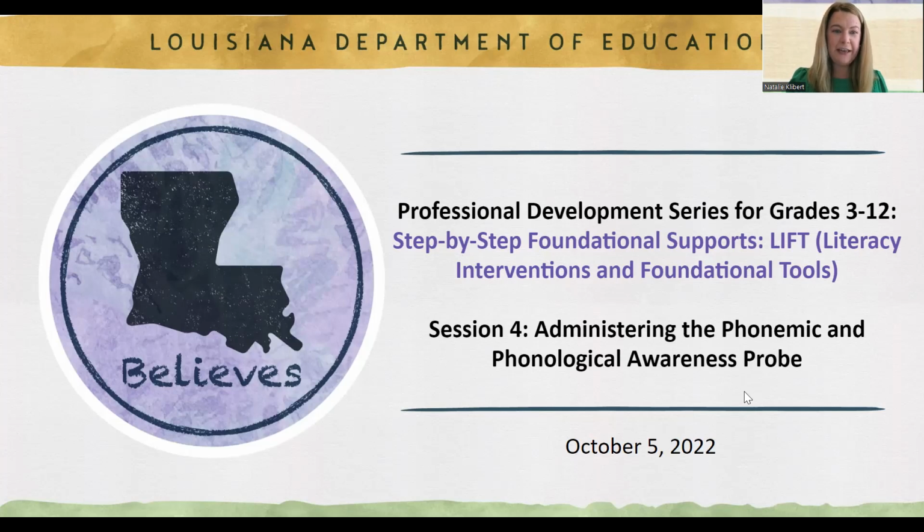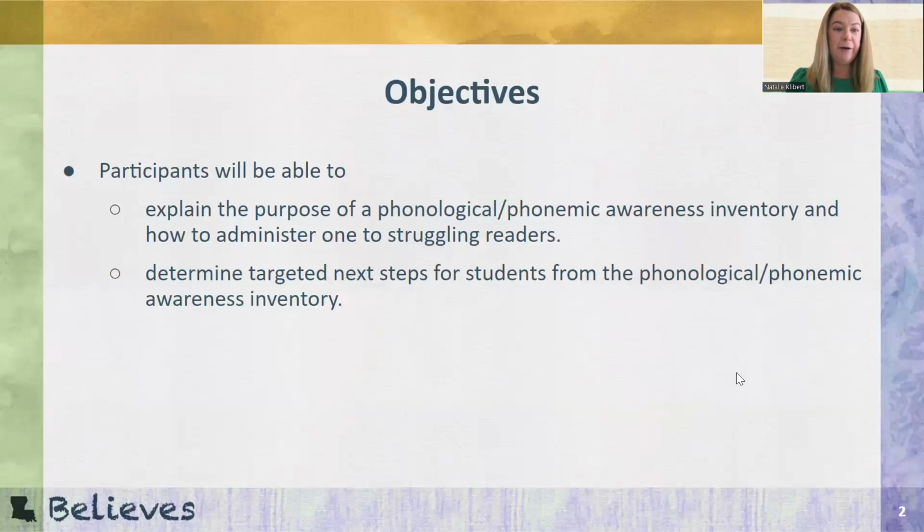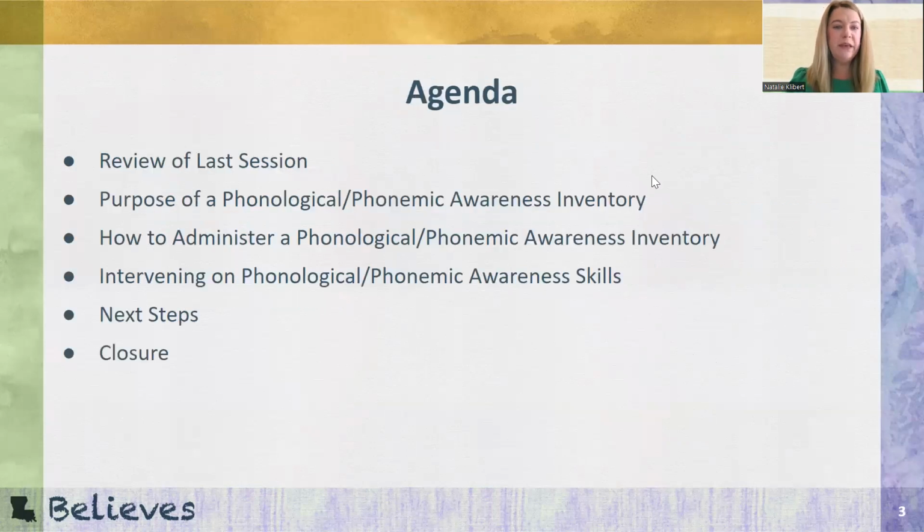So let's dive in. We have two objectives today. The first one is to be able to explain the purpose of a phonological and phonemic awareness inventory and how to administer one to struggling readers. And secondly, determine targeted next steps for students from the phonological and phonemic awareness inventory. So our agenda is we're going to do a quick review of last session. We're going to talk about the purpose of that inventory, how to administer it, and then once you get the results, intervening on phonological and phonemic awareness skills, next steps, and then a closure.